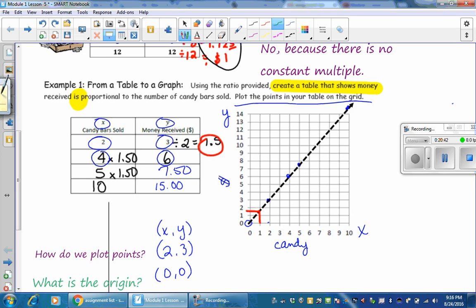And again, proportional means that you're paying the same amount per candy bar, no matter how many candy bars you're buying. You don't get a discount if you buy more.